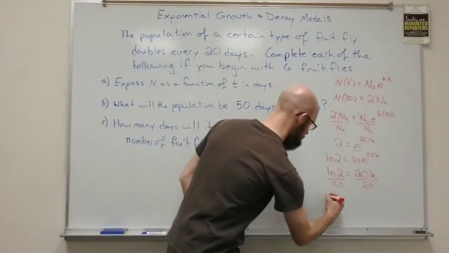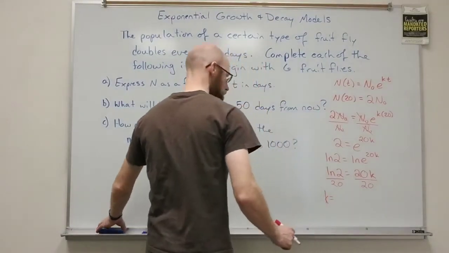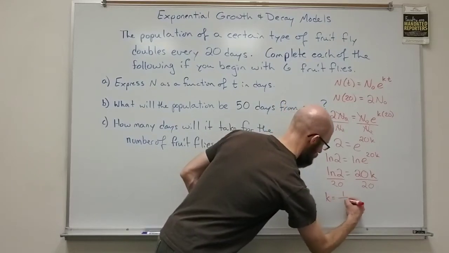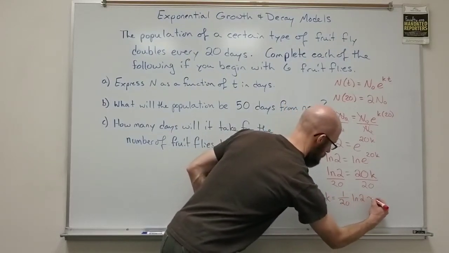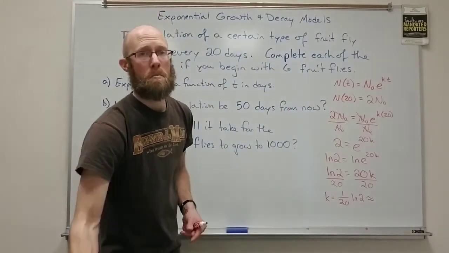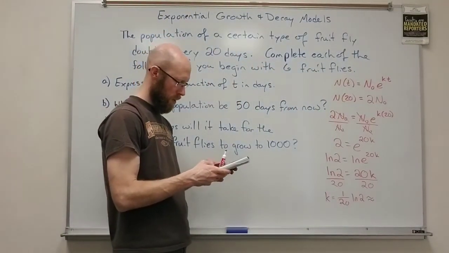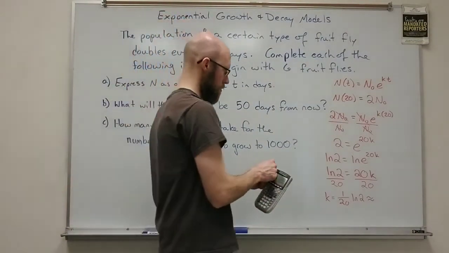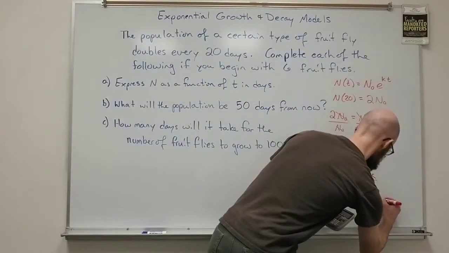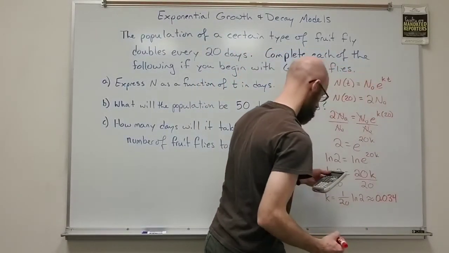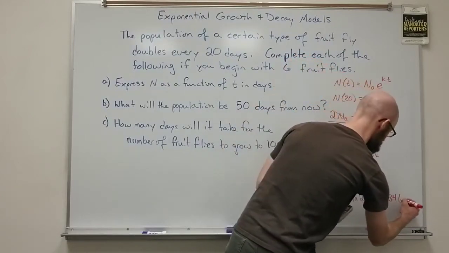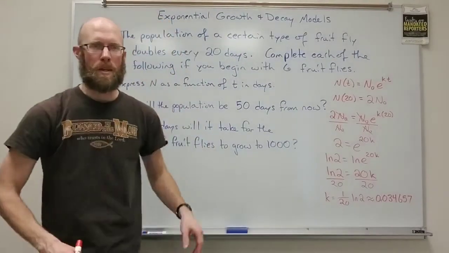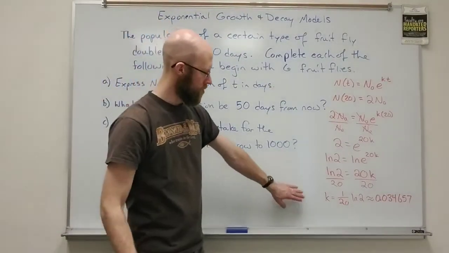So our value for k then is simply 1/20th the natural log of 2. If I wanted to find a decimal approximation for that value, I could type in ln 2, close parenthesis, divide by 20, and I get approximately 0.034657. Maybe I'll round it off there. There's a few more decimals, but I'm not too interested in all the details there. Okay, so there's my k value.